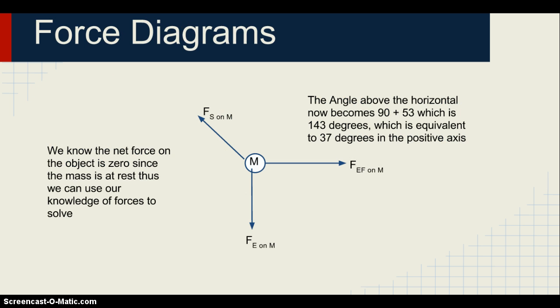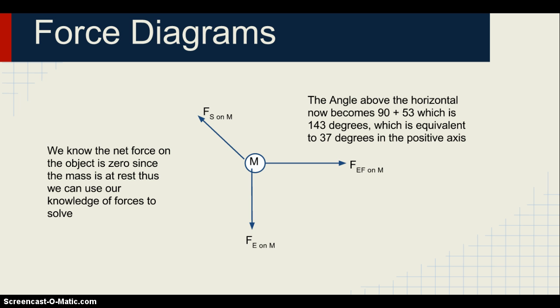Okay, so the first thing we need to do is draw a force diagram for our question. We know that there's going to be three forces acting on the mass. One is the tension, or the force of the string on the mass. But since the string is acting on an angle, this force is also on an angle, therefore it has an x and a y component. Then there's the force of the electric field in the positive x direction. And then there's the force of Earth on the mass, which is in the negative y direction.